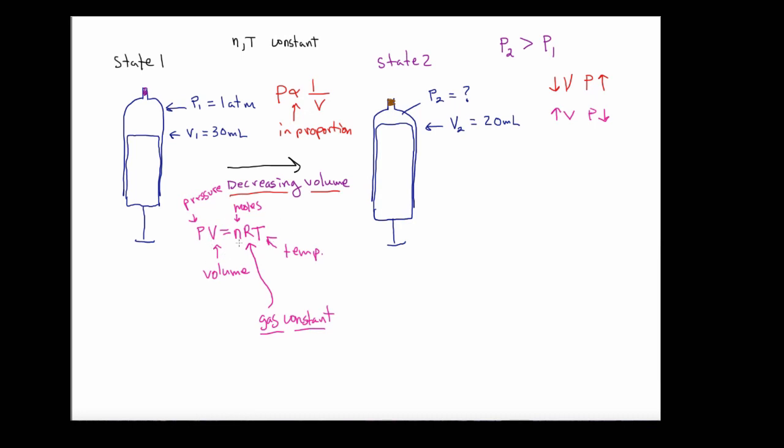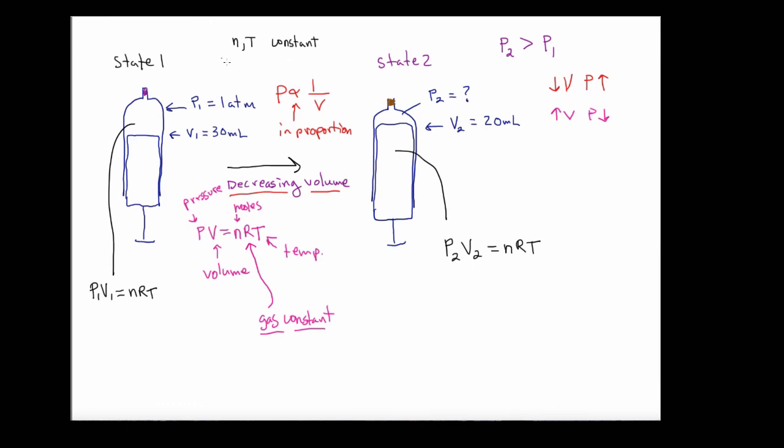Now, why am I showing you this? Because we can actually derive the equation we need to solve this problem from the ideal gas equation. So let me just take you through that. For state number 1, we have the following relationship. We know that P1V1 is equal to nRT. All right, and for state number 2, we have a similar relationship, P2V2, which is also equal to nRT.